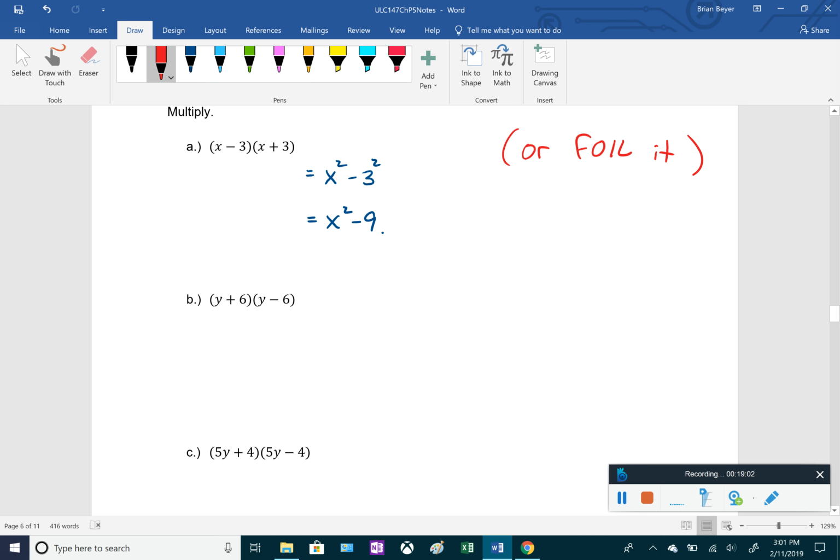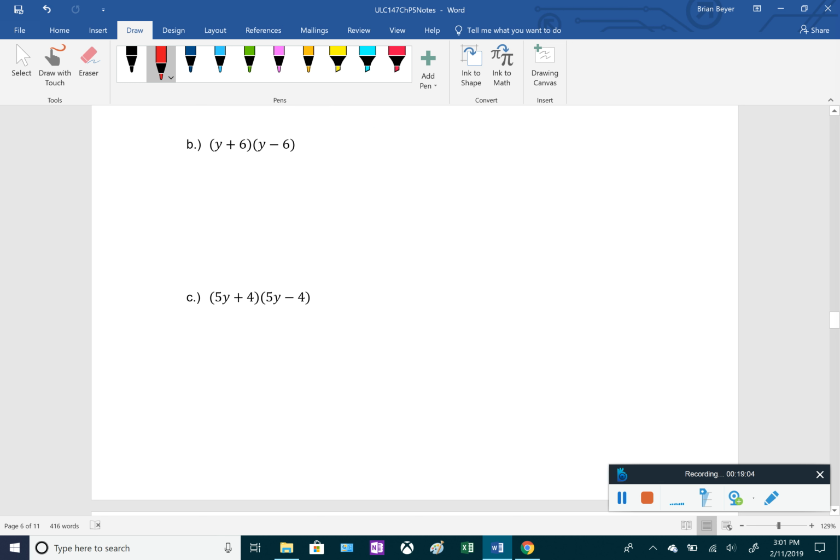Okay, and then for the next one, we have y plus 6 times y minus 6. Once again, we recognize the shortcut. It's the same two terms. One is sum, one is difference. So it's going to be the first one squared minus the second one squared, y squared minus 6 squared. That's y squared minus 36.